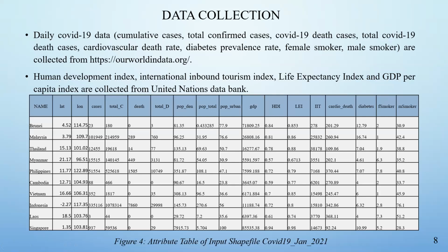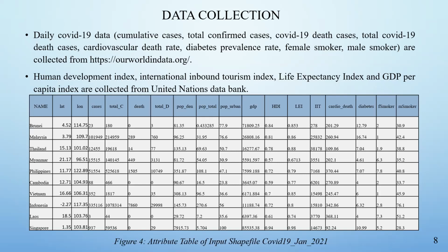You may ask, why not WHO? I also checked with the WHO, but I collected the data from Our World in Data because it has included the other factors like the cardiovascular death rate, diabetes prevalence rate, female smoker, and male smoker ratio. And then I also checked whether the data are correct or not with the reference from the WHO.